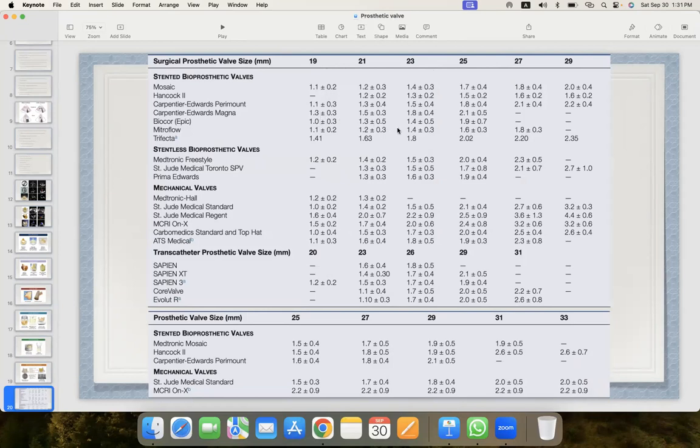These are very helpful to know, because first, they will help you predict if the patient is going to have patient prosthesis mismatch. And also, when you calculate it later on, as we'll talk about, to evaluate the aortic valve with a high gradient or mitral valve, it will help you determine if the patient has prosthesis mismatch or not.